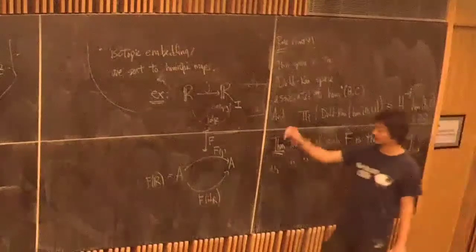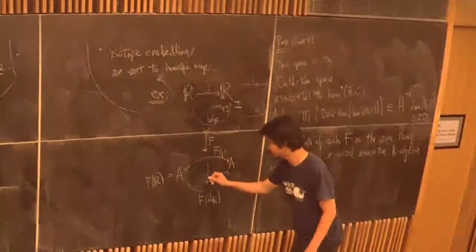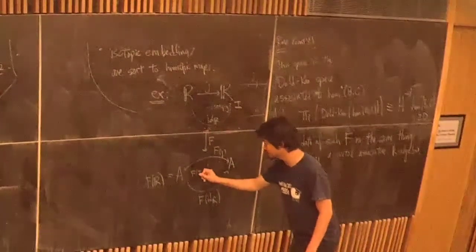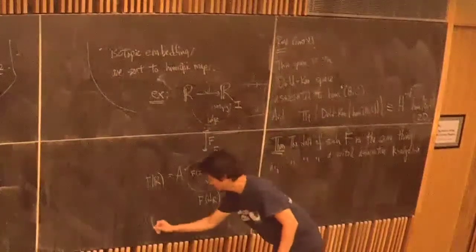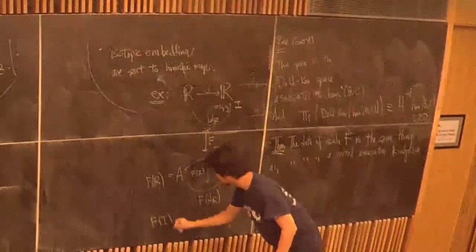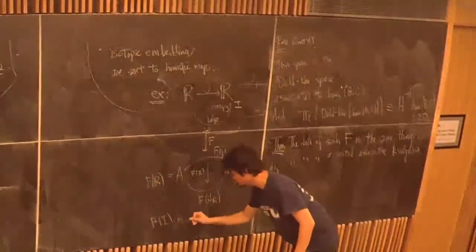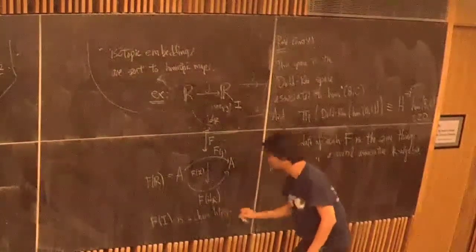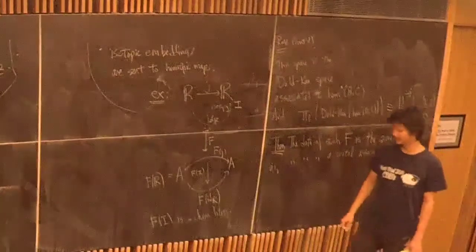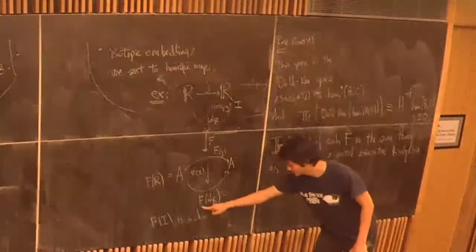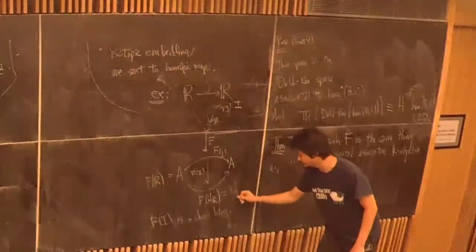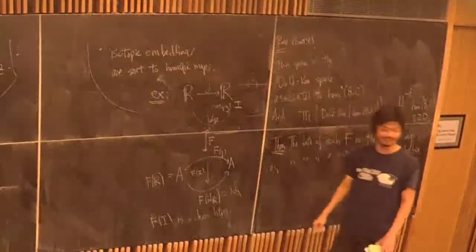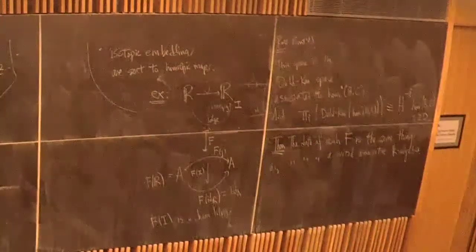And what the data of this isotopy does is it gives a chain homotopy between these two maps. Of course, by definition of functor, identities should be sent to identities. So the identity embedding is honestly sent to the identity map from the chain complex to itself. Okay.